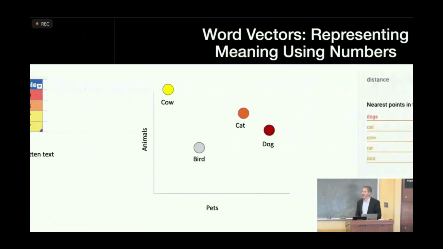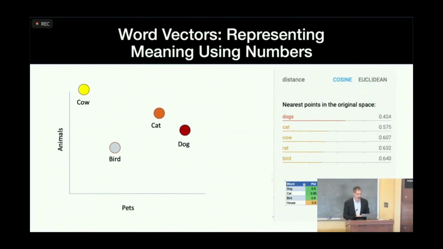So this was a giant breakthrough, and it turns out that it actually worked. It was kind of shocking to me because I was like, there's no way that's going to work. How can you possibly encode the meaning of words in math? But it turns out it really works.